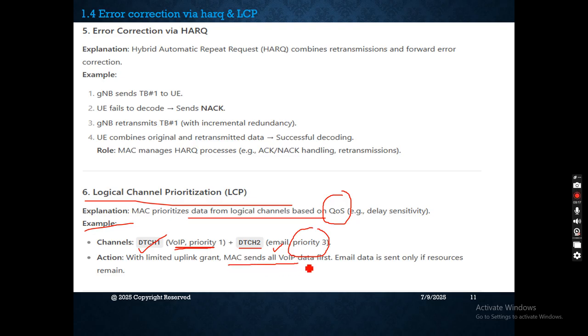So MAC sends all VoIP data first. First priority is given here due to the high priority. Then email data is sent only if resources remain. So if there are still resources available, they will be allocated to this one. If there is no resource, it has to wait for its turn.